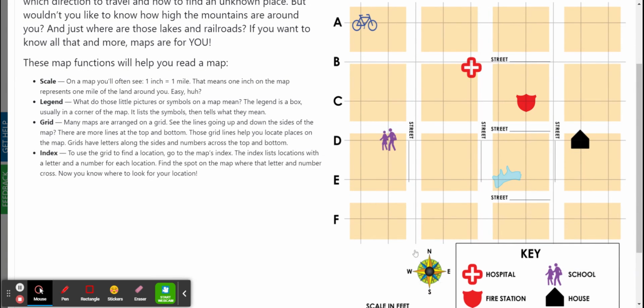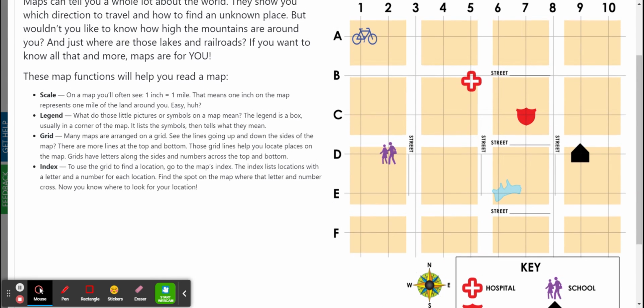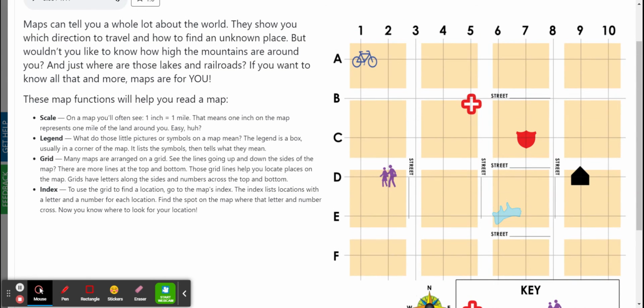One more thing you should notice here is this compass rose. Okay, the compass rose tells you the cardinal directions on a map. So north is up, east is to the right, south is down, and west is to the left on this map. So you should always locate a compass rose so you know which direction things are on a map as well.